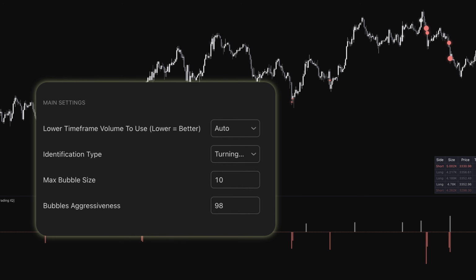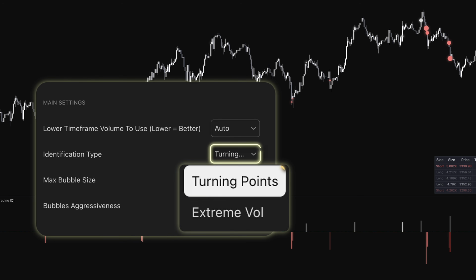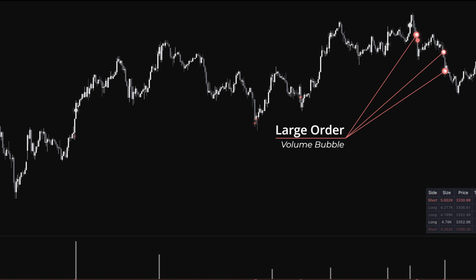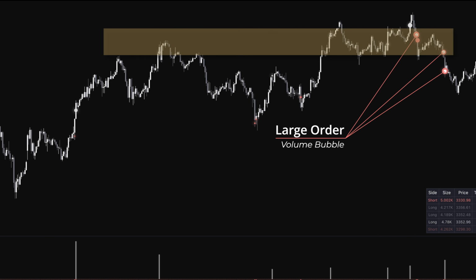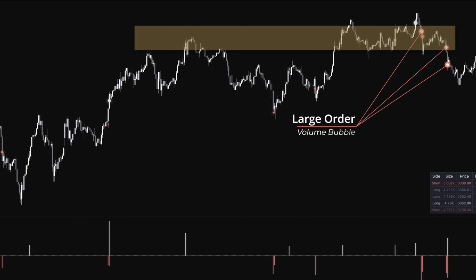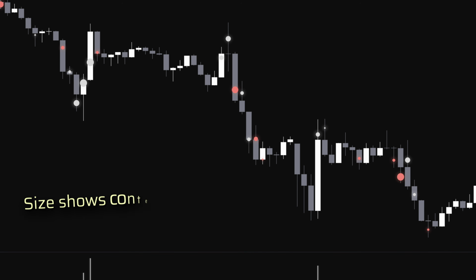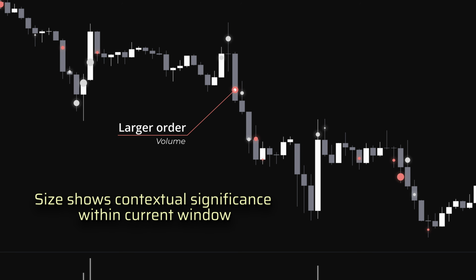Two identification modes control what qualifies. Turning Points filters candidates further by requiring Williams' percent range to be near an extreme, meaning it only highlights large orders that arrive at potential reversal zones rather than flagging every high-volume tick indiscriminately. Extreme Volume mode skips that filter and marks any order above the threshold regardless of where price is in its range. Bubble size scales relative to the largest and smallest detected orders in the visible window, so the visual weight of each bubble reflects its significance within the current context, rather than an absolute value.